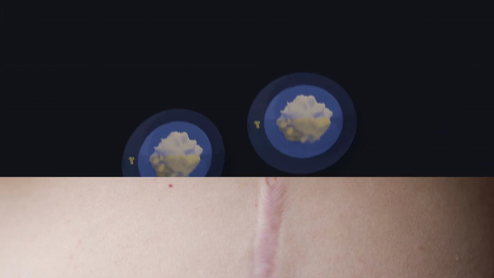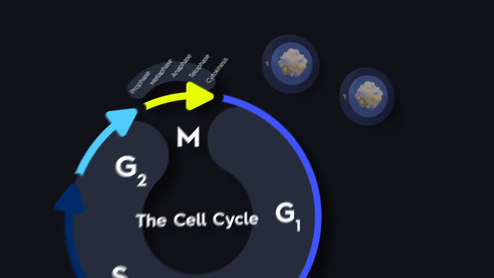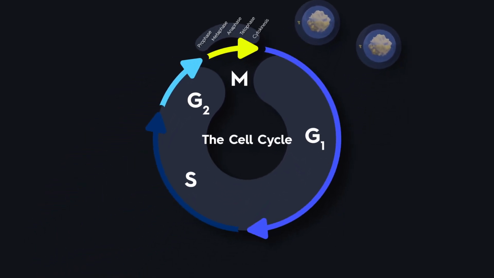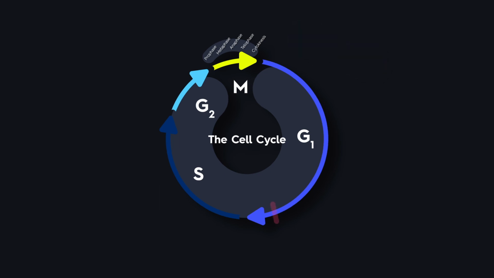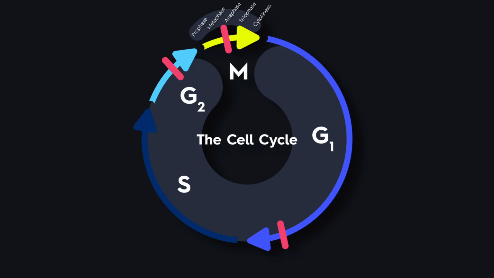Once division is complete, each daughter cell enters a new G1 phase and the cycle begins again, ready for the next round of growth and repair. Taken together, the G1 to S, G2 to M, and spindle assembly checkpoints maintain order and accuracy through each division, preventing errors that could lead to disease.